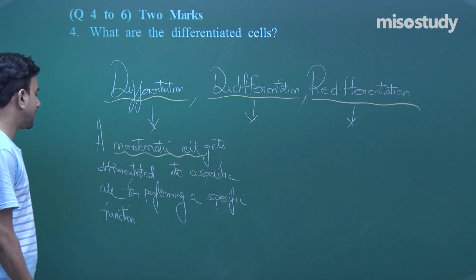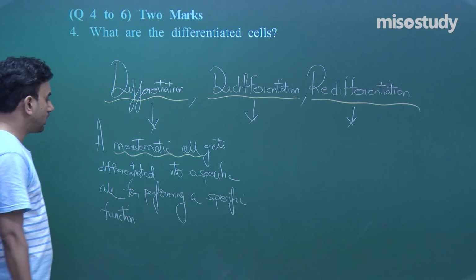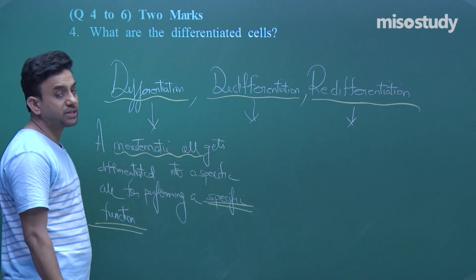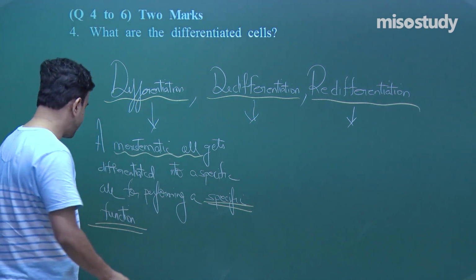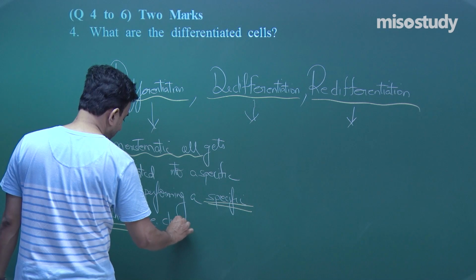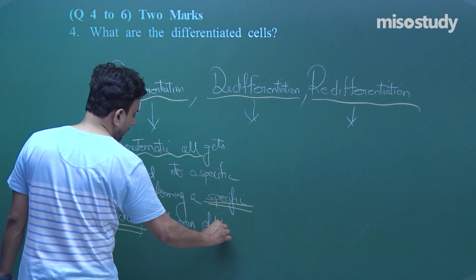A meristematic cell gets differentiated into a specific cell for performing a specific function. These cells are performing a specific function, that is division of labor.